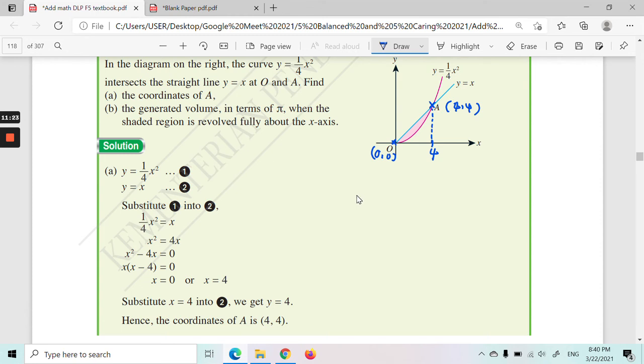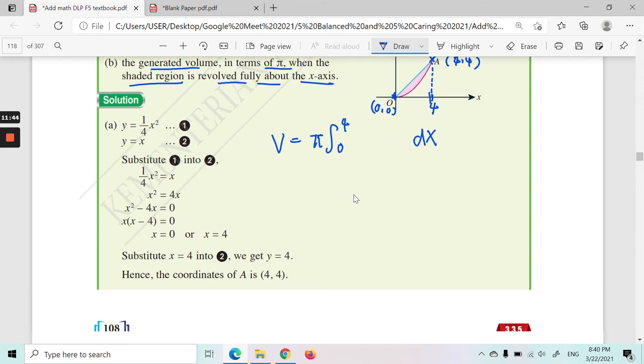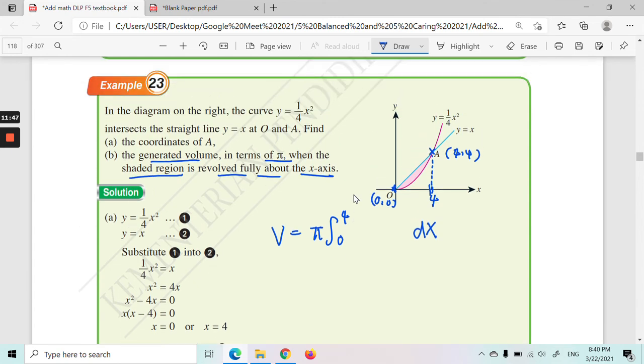So question B. Find the generated volume in terms of pi when the shaded region is revolved fully about the x-axis. Meaning that later on your volume will be pi integrate with respect to x, so integrate dx from 0 to 4. So this time you need to be careful. You need to try to imagine the area like the one that I taught you.